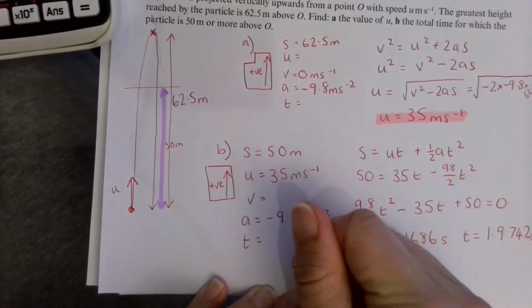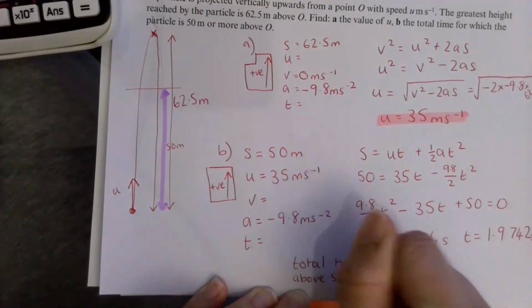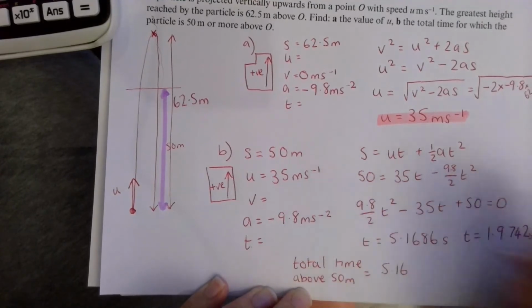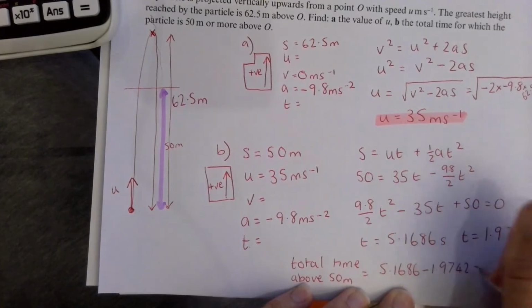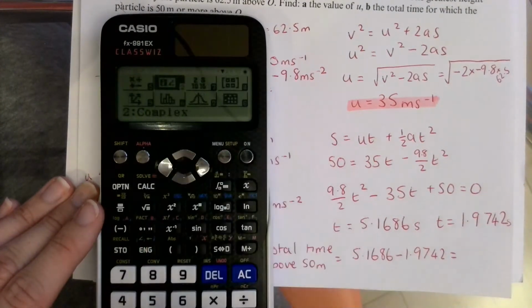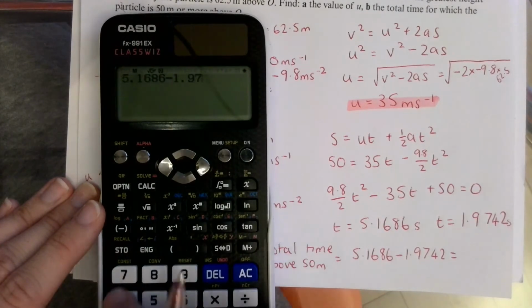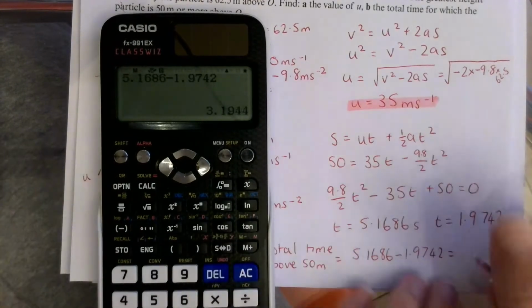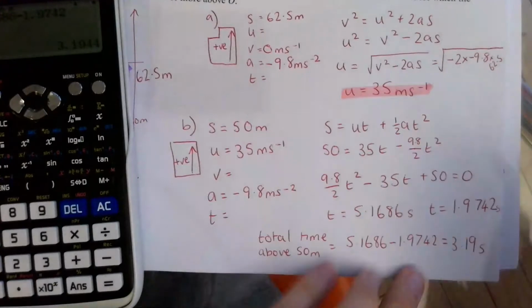So total time above 50 meters is equal to 5.1686, all that stuff thrown in, take away 1.9742. And again, I'm going to do that on the calculator. Take away 1.9742. And it gives me an answer of 3.19 seconds. And that is the time that the particle is above 50 meters, 3.19 seconds.